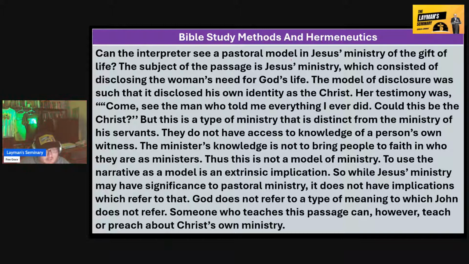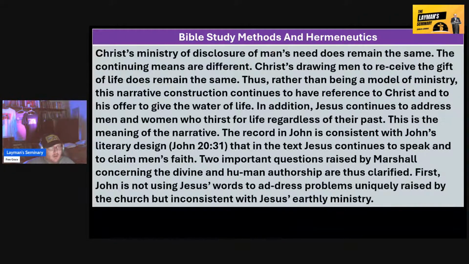To use the narrative as a model is an extrinsic implication. So while Jesus' ministry may have significance to pastoral ministry, it does not have implications which refer to that. God does not refer to a type of meaning to which John does not refer. Someone who teaches this passage can, however, teach or preach about Christ's own ministry. Christ's ministry of disclosure of man's need does remain the same. The continuing means are different. Christ drawing men to receive the gift of life does remain the same.